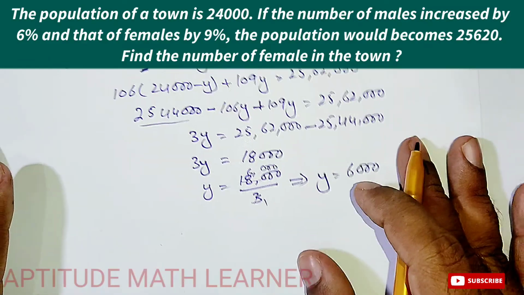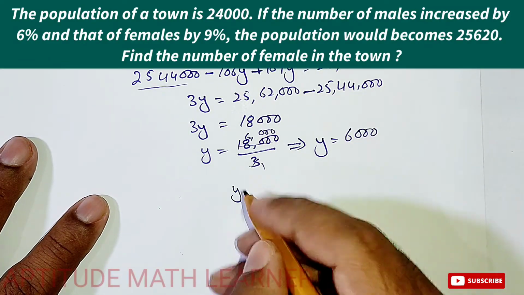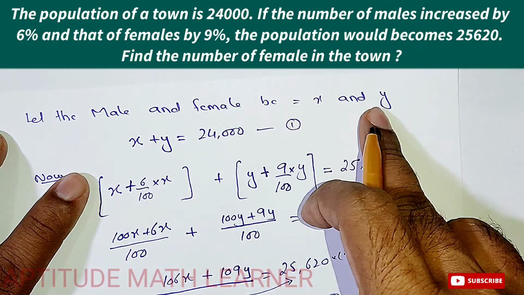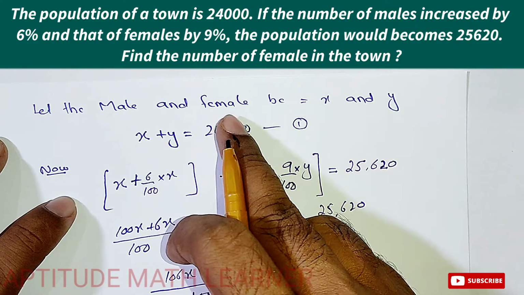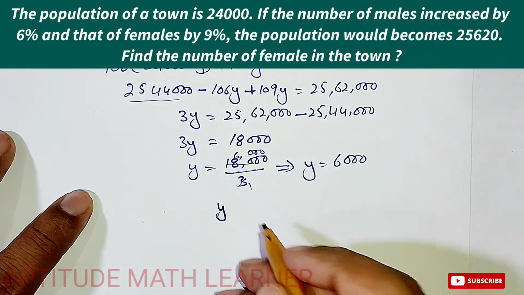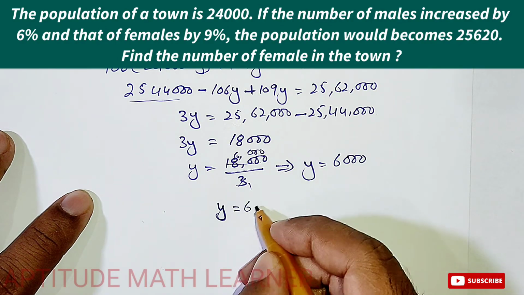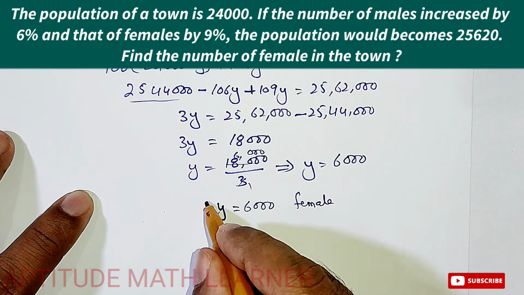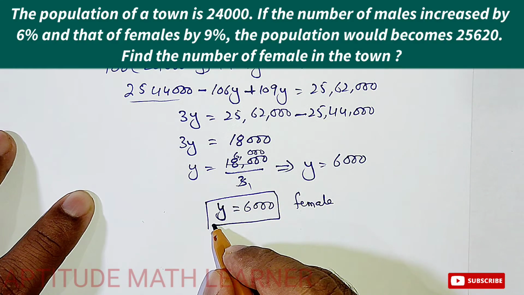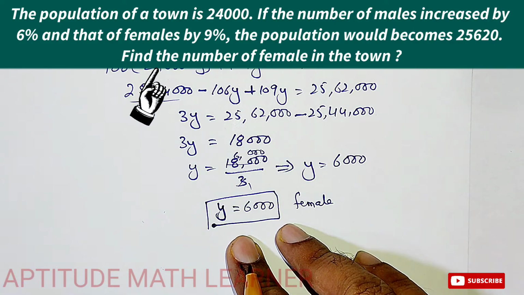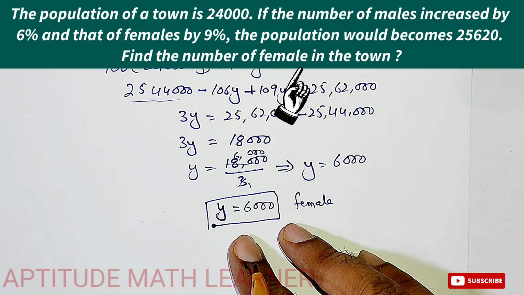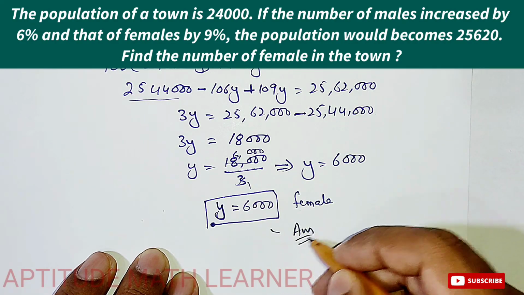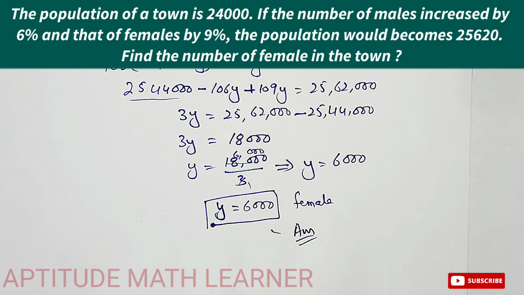This y is the female population, as we have taken y for the female. So y is equal to 6,000 females. This is our answer: the number of females in the town. I hope you have completely understood. Thank you very much.